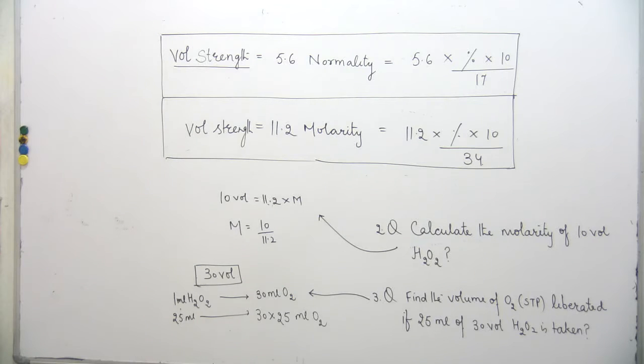So this is a type of numericals which can be there in your hydrogen peroxide topic, 20 volume, 30 volume, 5 volume and so on. We can solve numericals of hydrogen peroxide. Now we move on to the properties of hydrogen peroxide. Next topic we are going to start is properties. Just note it down and we'll start with the properties of H2O2.